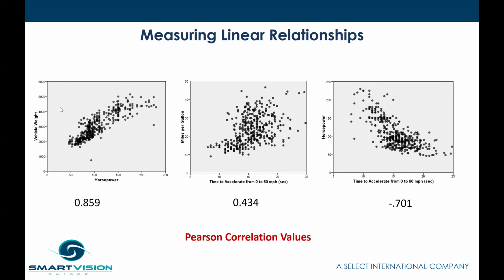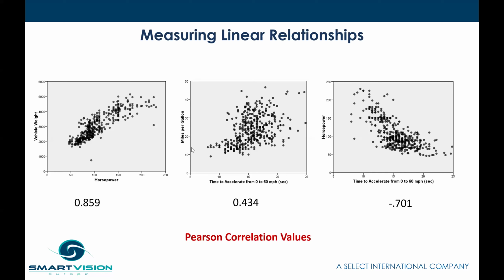If we look at, for example, horsepower against vehicle weight here, we get quite a strong positive correlation, positive number, 0.859. If it was a perfect relationship, that number would be equal to 1. And if it was a random relationship, just a random cloud, that value would be equal to 0. But it's closer to 1 than it is to 0, so it's a strong linear relationship. This one here is less strong, still a positive linear relationship, still a positive correlation value, 0.43.